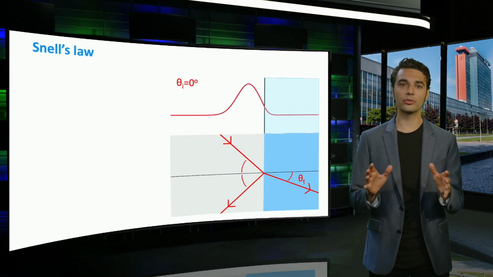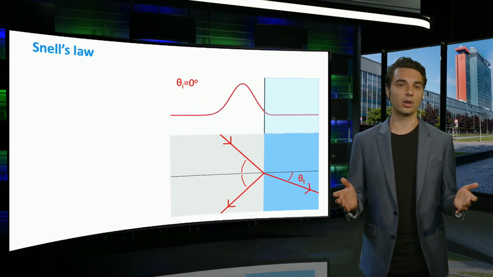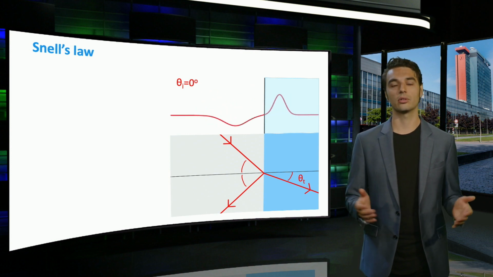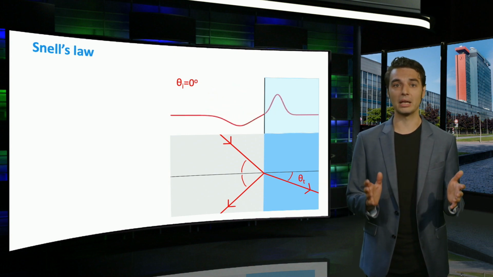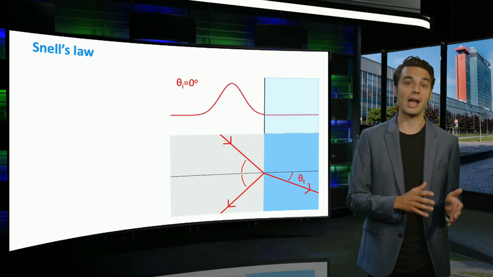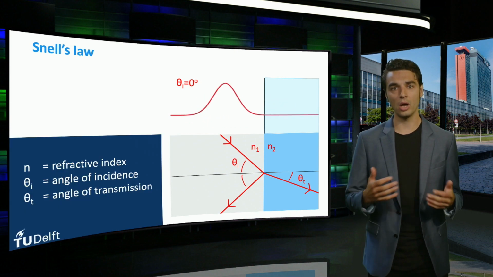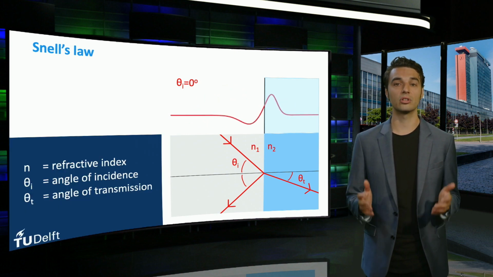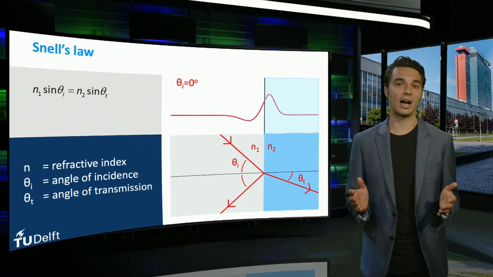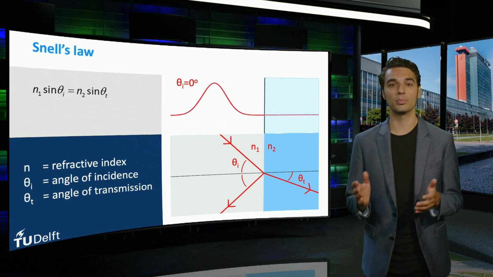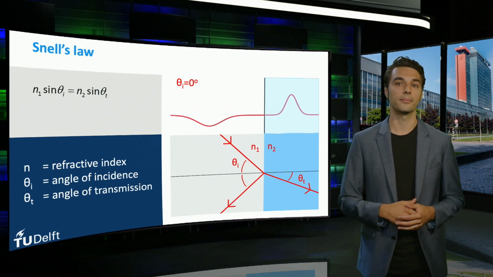As to the question of the direction of the refracted beam, the answer was provided by the Dutch astronomer Willebrord Snellius. He stated that the angle of transmission depends on the angle of incidence and refractive indices of both materials. The law that describes this relation is known as Snell's law. Snell's law states that the ratio of the sines of the angles of incidence and transmission is equal to the ratio of the refractive indices of the media.